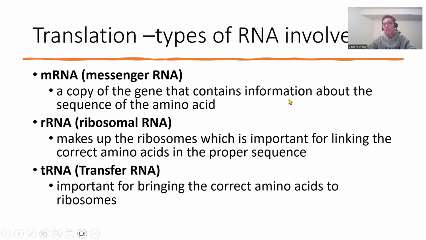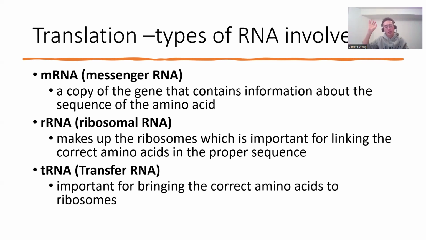So when it comes to translation, there are different types of RNA that are involved in the process. We already know about mRNA, for example. That is the messenger RNA, which is a copy of the gene that we're trying to make the protein from. And it's a copy of the DNA, right?